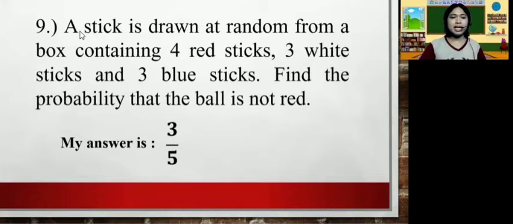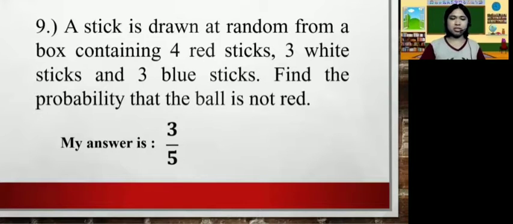So let's read. A stick is drawn at random from a box containing 4 red sticks, 3 white sticks, and 3 blue sticks. Find the probability that the ball is not red. Just don't mind the word ball. So my answer to this is 3/5. But the answer key to this problem is 5/9.